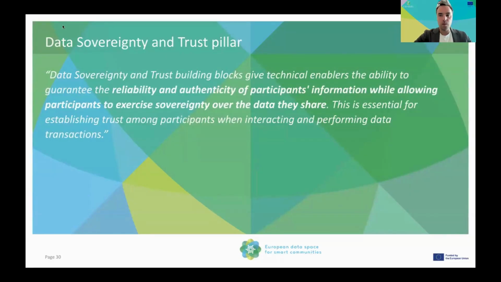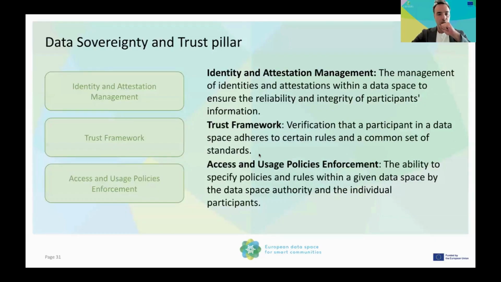All right, and then we arrive at the third and final pillar, the data sovereignty and trust pillar, which is about really creating a trust network within a data space and making sure that all the participants of the data space are who they claim to be. And these technical building blocks provide means in order to install this trust network. Again, it consists of 3 building blocks. The first one is on identity and attestation management.